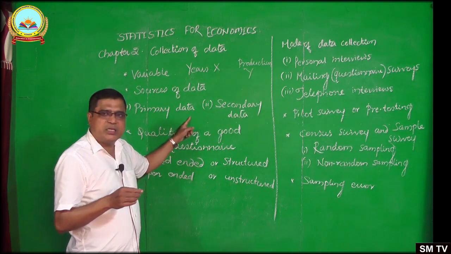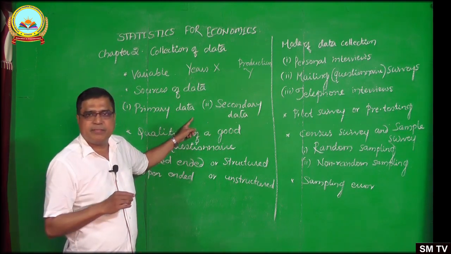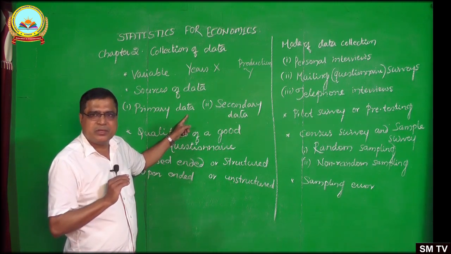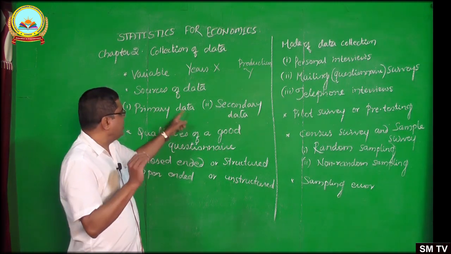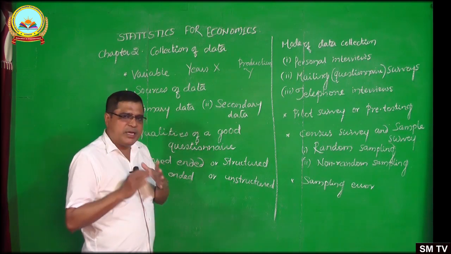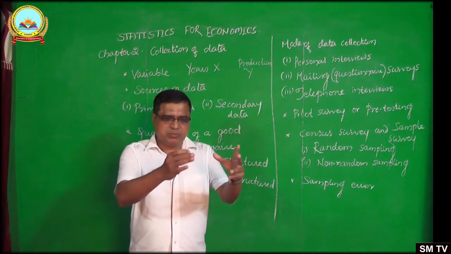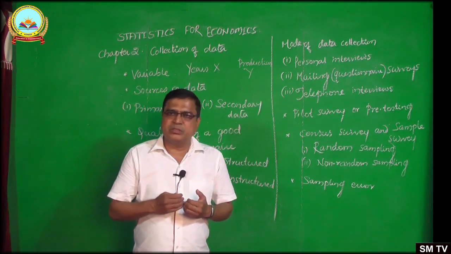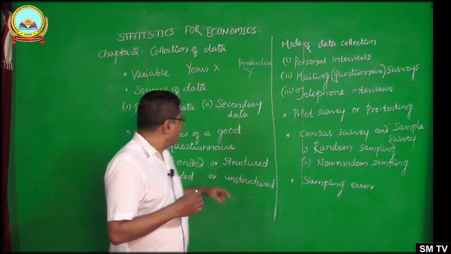So the primary data is the original source of data, that is newly collected. The data has been newly collected. Now the enumerator goes to the respondent, asks certain questions and gets the information. That is called primary data.